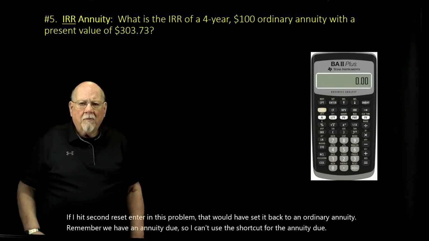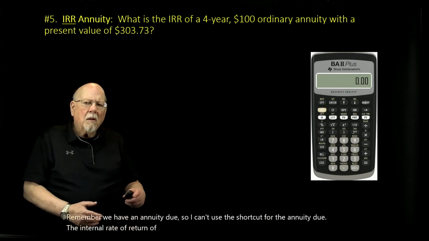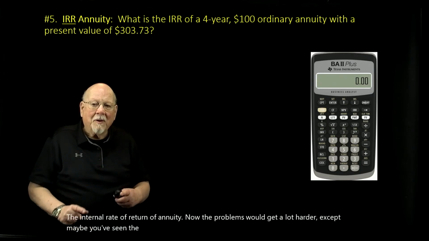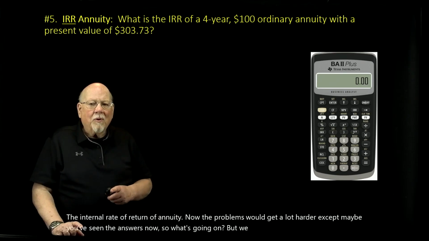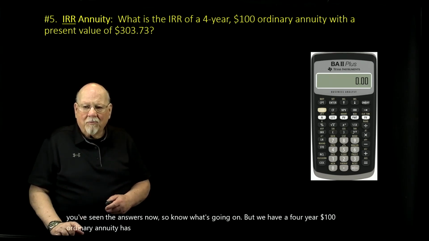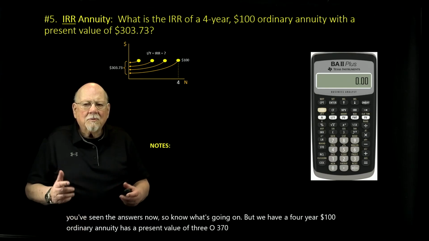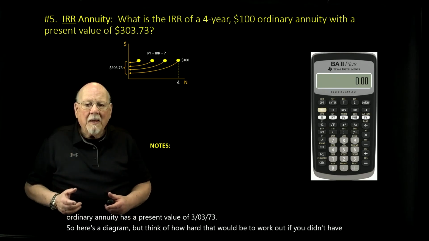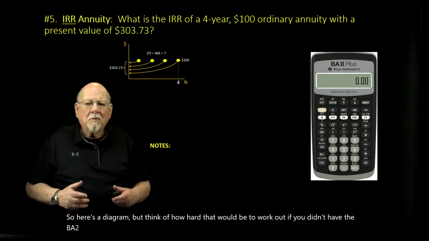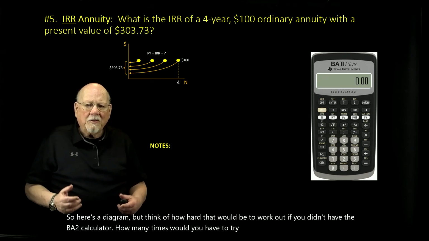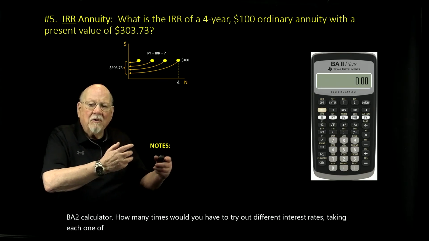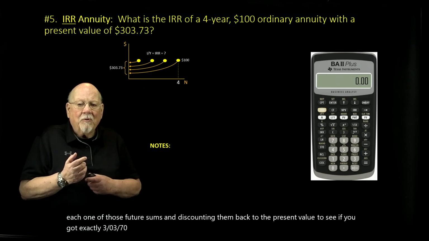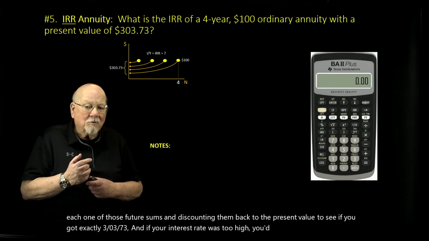The internal rate of return of annuity. Now the problems would get a lot harder, except maybe you've seen the answers up now, so you know what's going on. But we have a 4-year $100 ordinary annuity, has a present value of 303.73. So here's the diagram. But think of how hard that would be to work out if you didn't have the BA2 calculator. How many times would you have to try out different interest rates, taking each one of those future sums and discounting them back to the present value to see if you got exactly 303.73? And if your interest rate was too high, you'd have to lower it. If your interest rate was too low, you'd have to raise it.